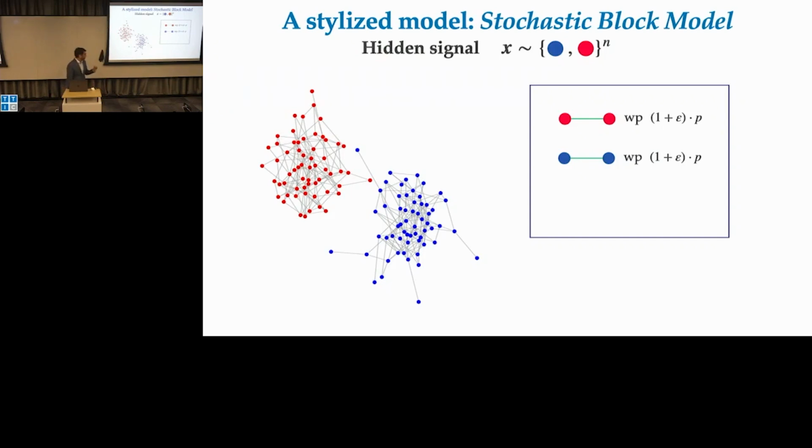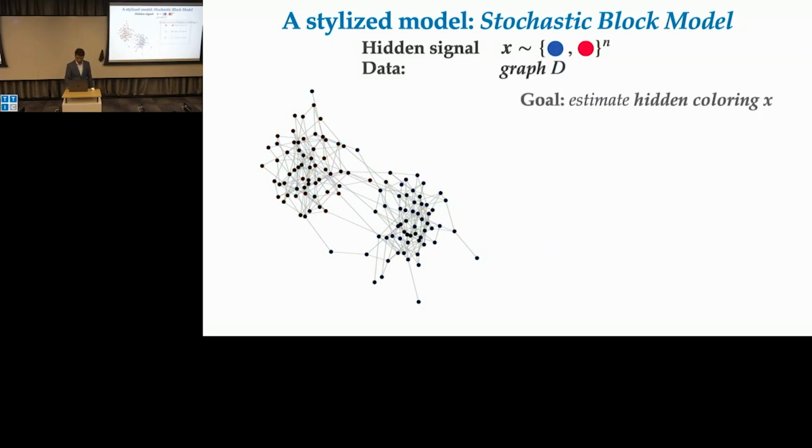So for a pair of vertices which have the same color, you put an edge down with some probability, which here I'm calling (1 plus epsilon) times b. And for pairs of vertices that have opposite colors, you put an edge down with probability (1 minus epsilon) times b. So the intuitive picture you should have in your minds is two dense clusters with sparse connections in between. And now your goal is, given a graph like this, you want to estimate what the hidden coloring is. The colors have been hidden away from you.